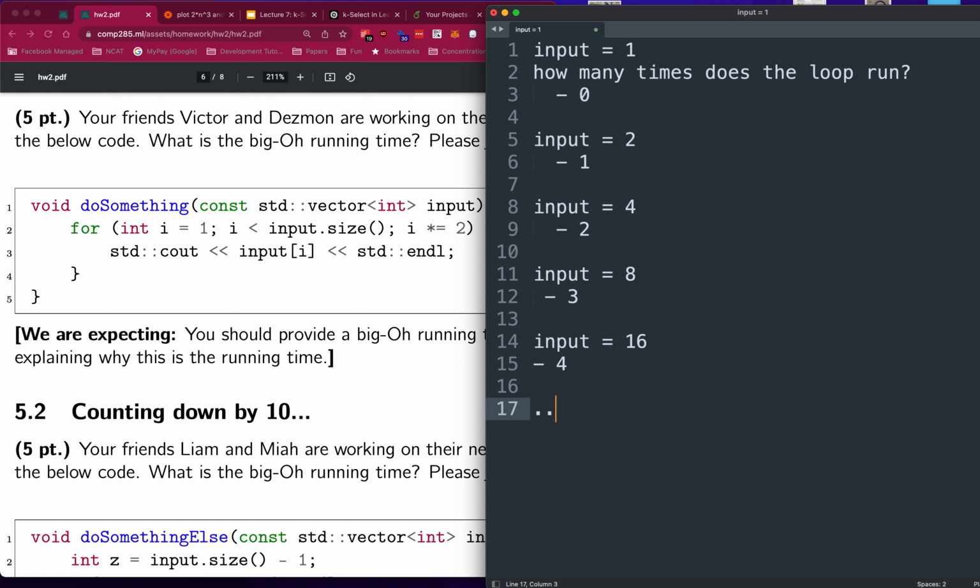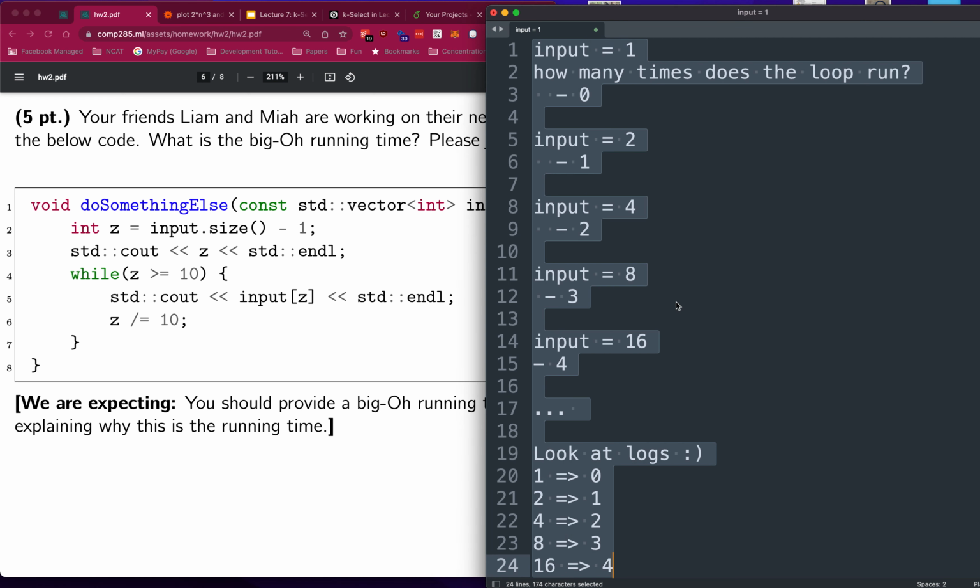You can continue this pattern, but hopefully, essentially, what you're trying to find is what function, when given 1, gives me 0. When given 2, it gives me 1. When given 4, it gives me 2. When given 8, it gives me 3. And when given 16, it gives me 4. For a hint, look at logs.